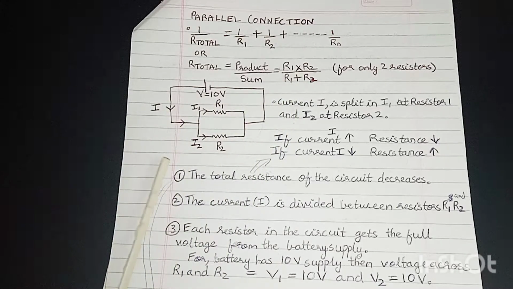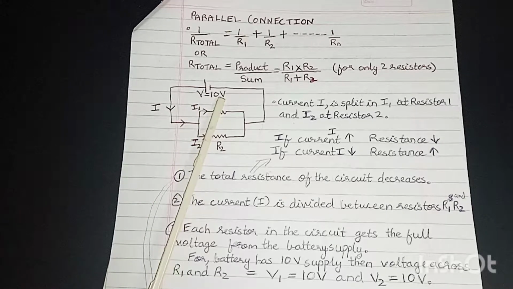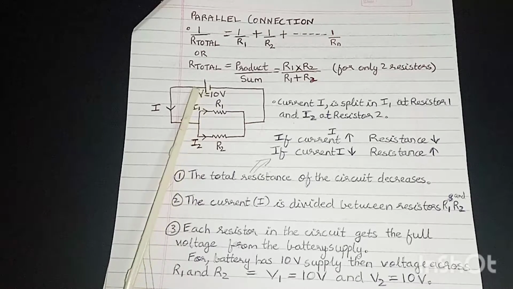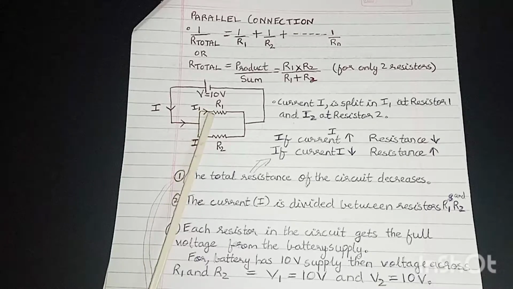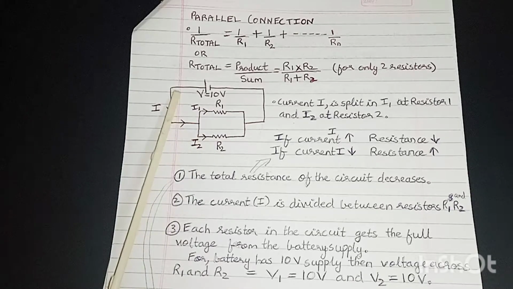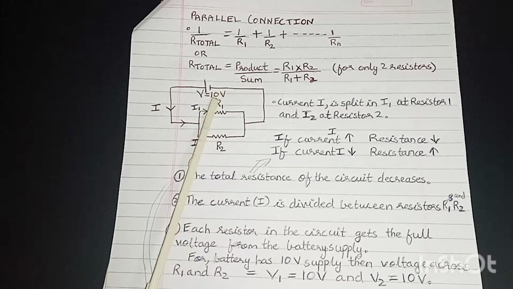Okay, we'll go to the circuit diagram so that we can understand much better. This is the voltage source, V is equal to 10 volts. This positive terminal is connected to the head of R1, and the head of R2 is connected to the positive terminal, and the tail of R1 and the tail of R2 are connected to the negative terminal.